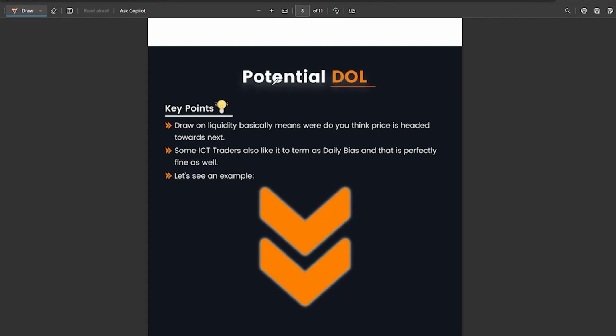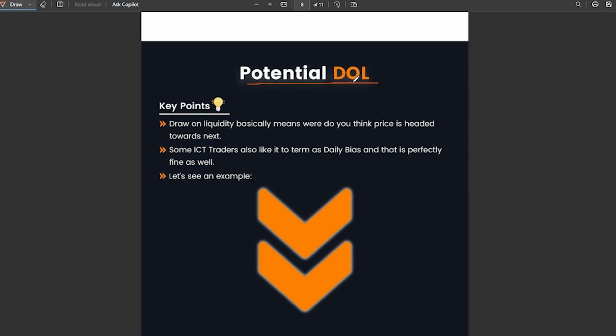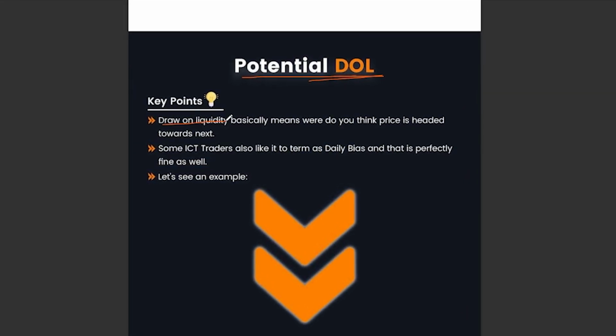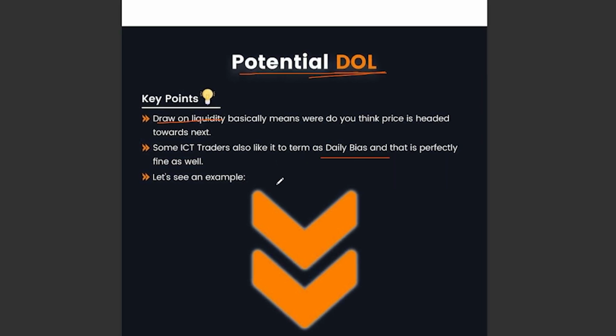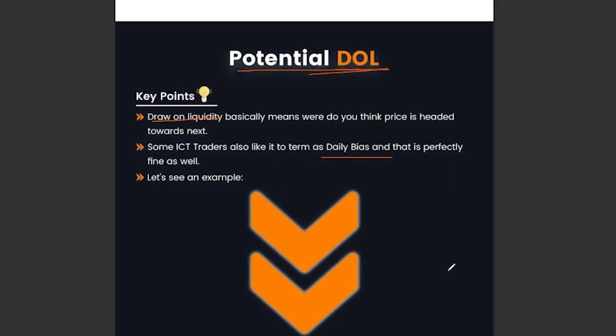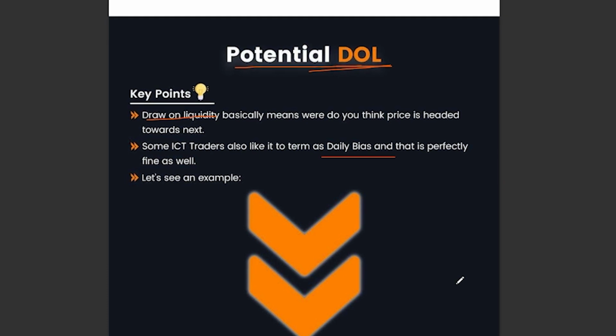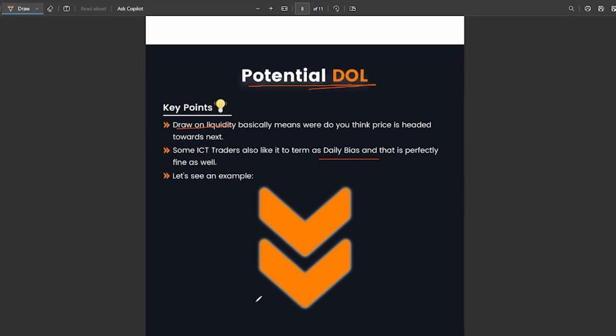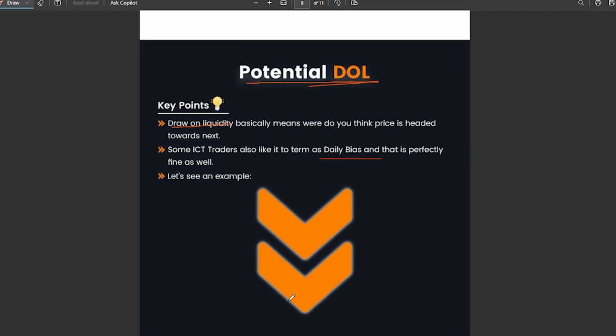So let's move to our fourth topic, that is potential drawn liquidity or DOL. People like to term it in different words, drawn liquidity, daily bias, but it is the same thing. It is basically your bias as to where you think price will go next, and then you take the trade. It is as simple as that, nothing to complicate. So let's go to the charts and see what drawn liquidity or DOL actually means.